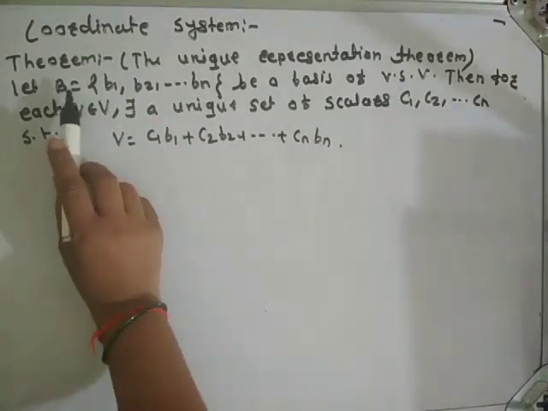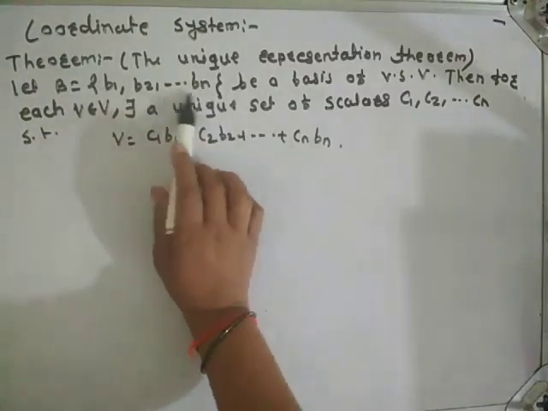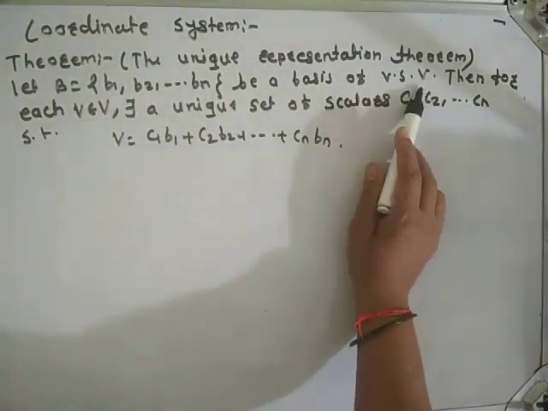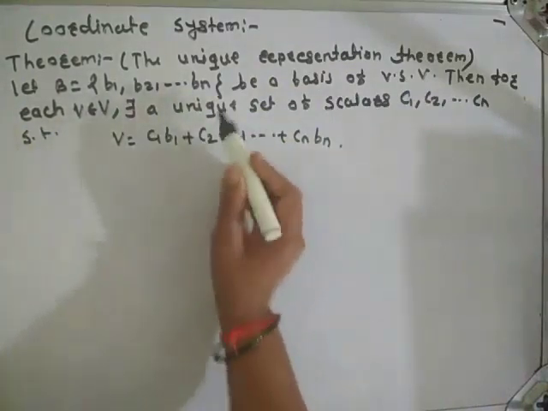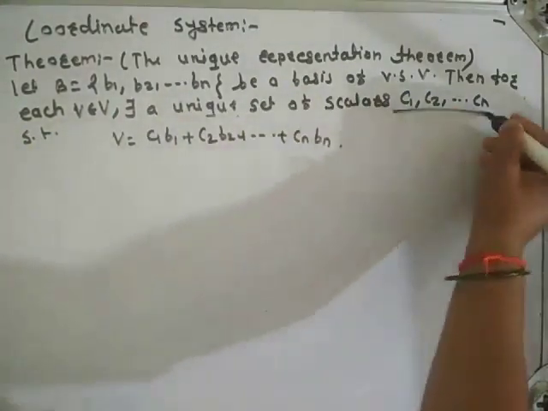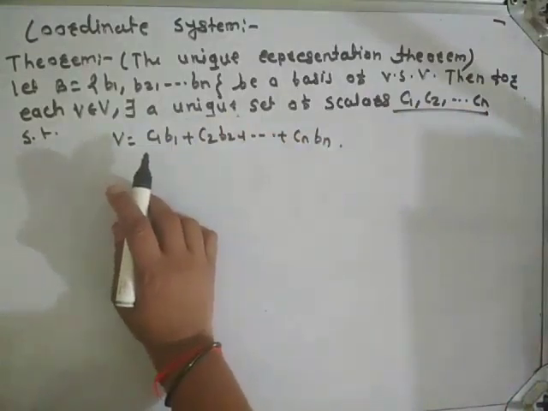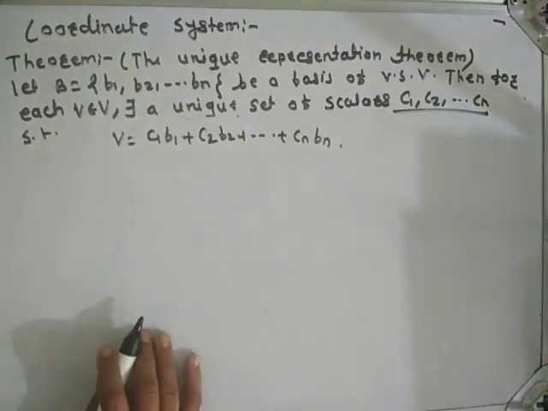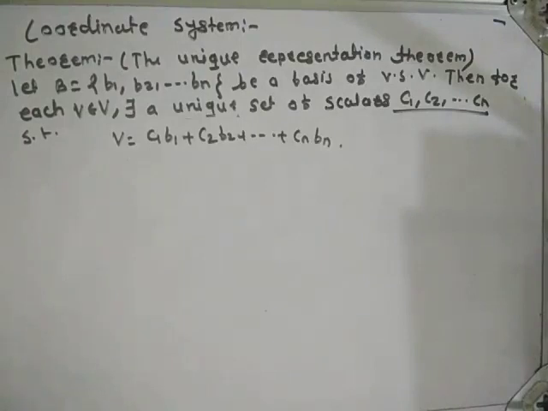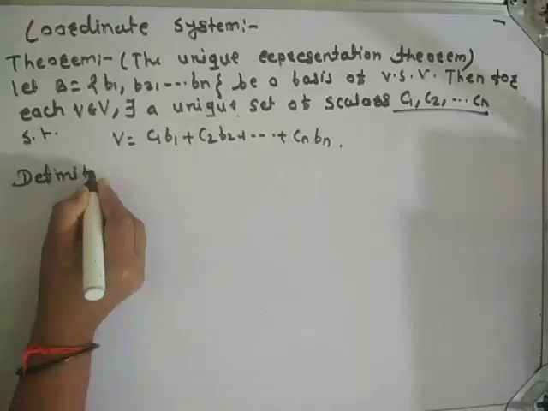What does this theorem say? Let B be a set that is a basis of a vector space V. Then for each V belonging to V, there exists a unique set of scalars such that V is equal to C1B1 plus C2B2 plus and so on up to plus CnBn. Okay. Let us take the definition.